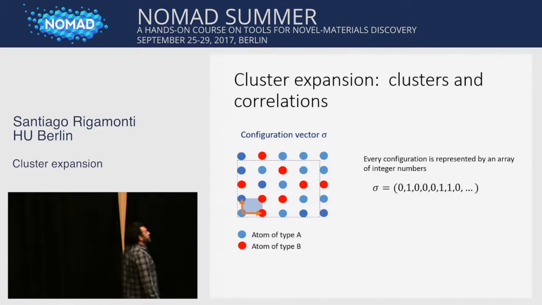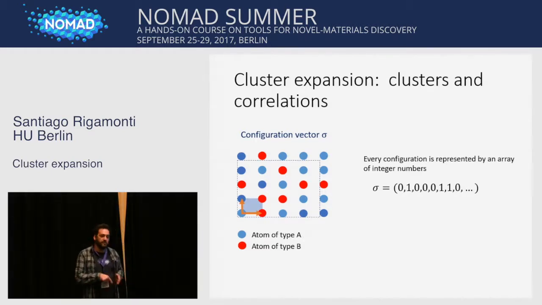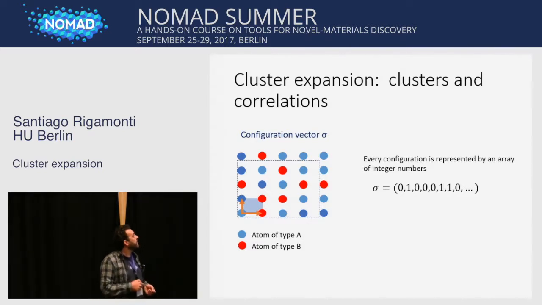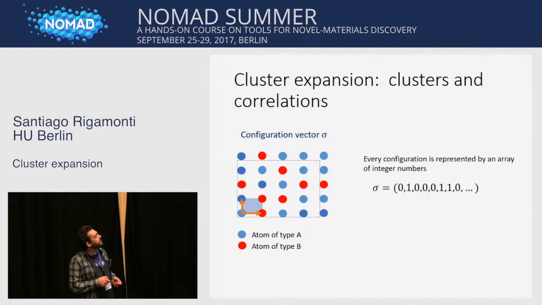Another element that we use is the configuration vector, as was presented before. But I make a small difference. Instead of using the representation -1, 1, here I use a representation 0, 1 that is easier to interpret and is also a valid basis for the cluster expansion. So here this indicates that site 1 is occupied with atom A, site 2 is occupied with atom B, then 0, 0, 0, 1, 1, 0, and so on. So this basically represents our configuration.